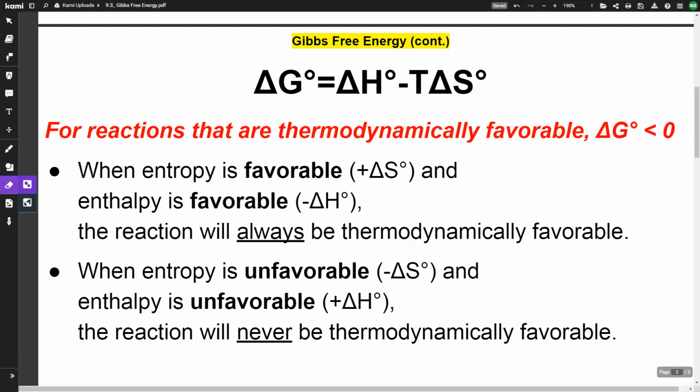The other situation is when entropy is unfavorable, that's a negative delta S, and enthalpy is unfavorable, that's a positive delta H. The reaction will never be thermodynamically favorable because this is going to be a negative, this will be a positive, and you're going to end up with a positive delta G, most likely. So it's not going to be favorable.